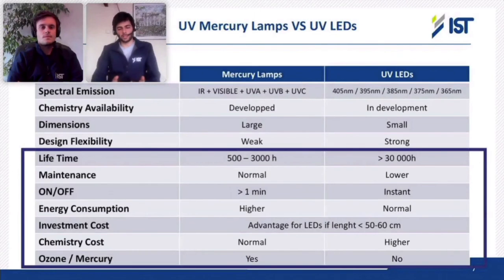UV LEDs are less expensive for a narrow system with a length under, let's say, 50 to 60 centimeters. Then for longer lengths, they are more expensive than mercury lamps. Normally, if you double the size of the UV LED system, you double the price, approximately. The chemistry is more difficult to make, and also photoinitiators for UV LEDs are more expensive, so the chemistry is a little bit more expensive in some cases.